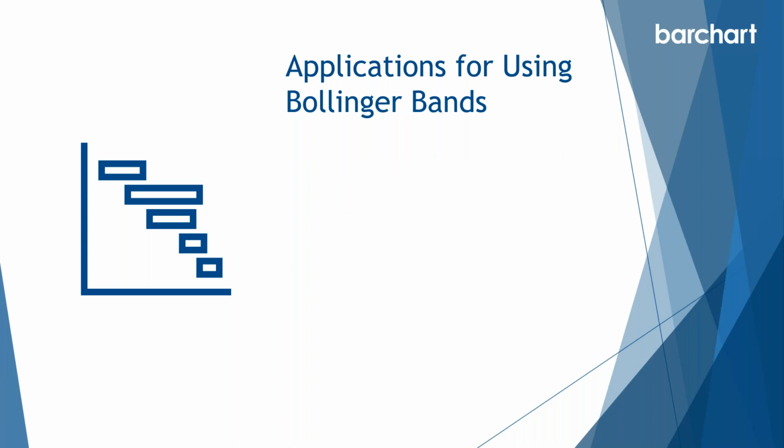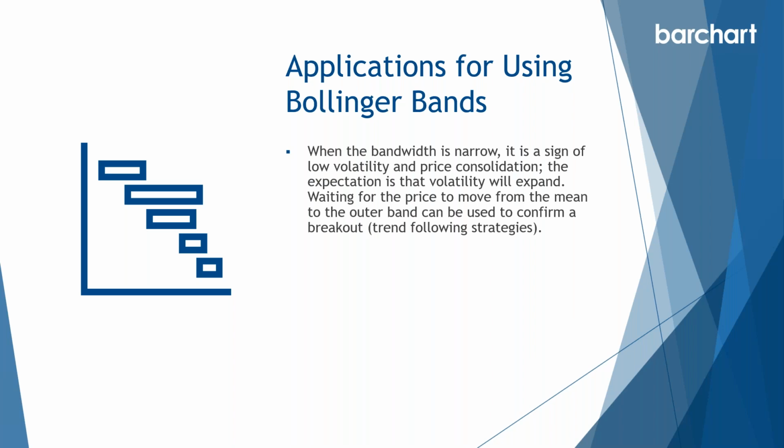So how are we going to apply this? Well, what are the applications? In other words, how are we going to use Bollinger Bands to help us find trading opportunities? So the first thing we're going to look at is the bandwidth. If the bandwidth is narrow, this is a sign of low volatility and price consolidation. Now, the expectation is that volatility will expand, and we can use this idea of expanding volatility as waiting for price to move from our mean to our outer band. And we can use this to confirm a breakout in many of our trend following strategies.